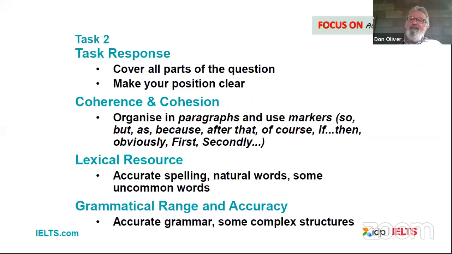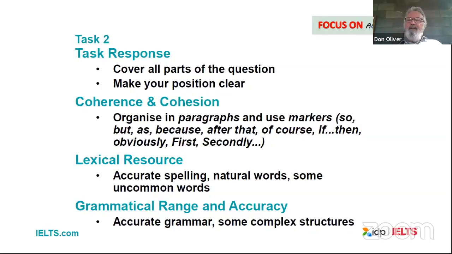Remember, for a band 7 and 8 and 9, you must be able to use some uncommon words in English. Words that are not just everyday words, but good words. So learn some of those words.